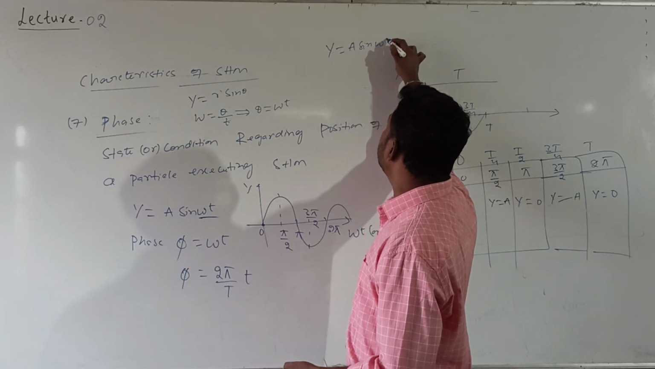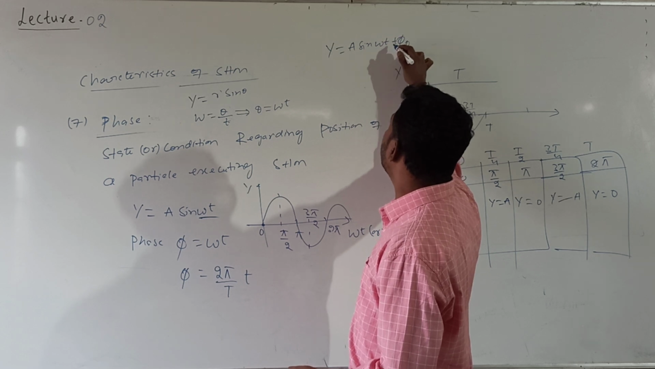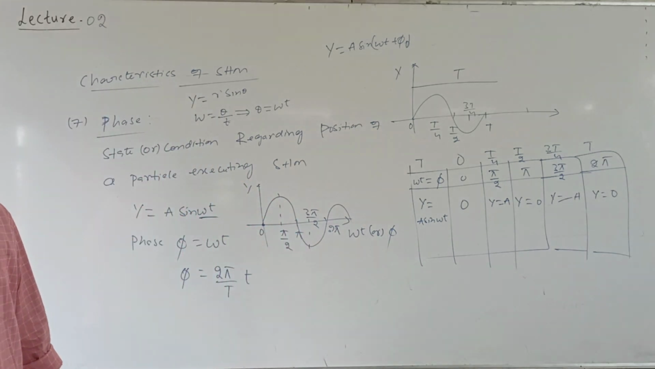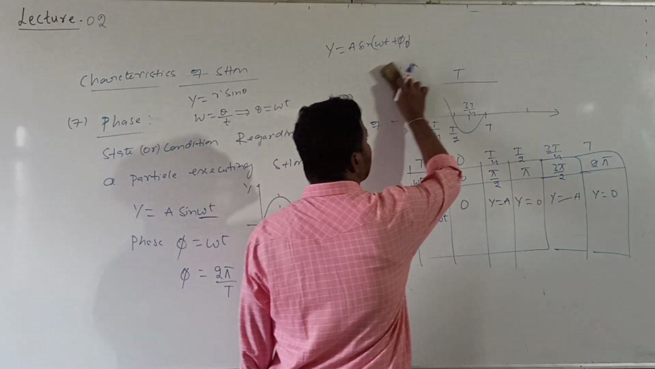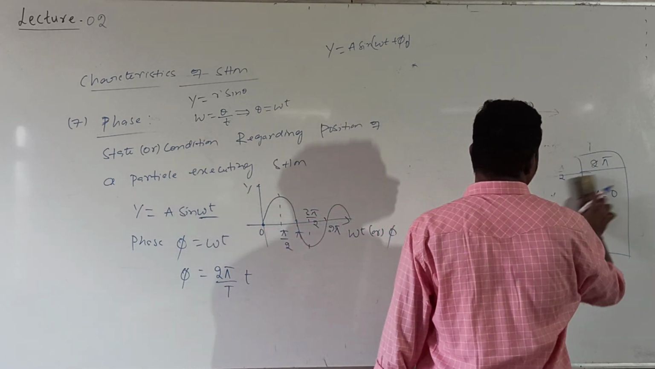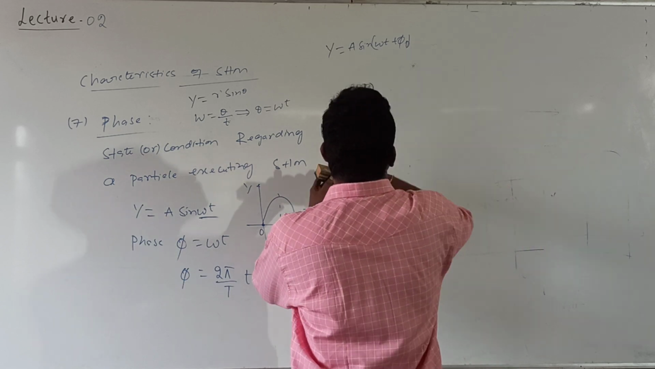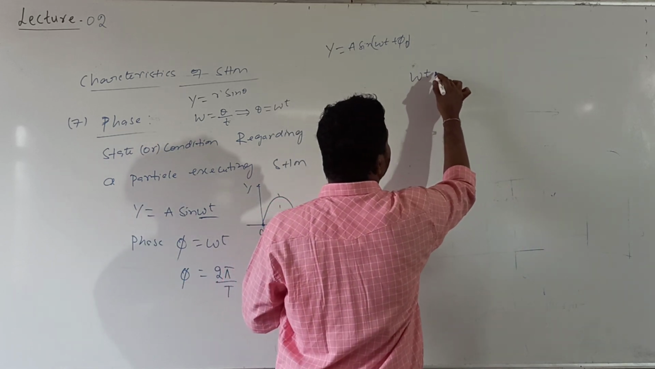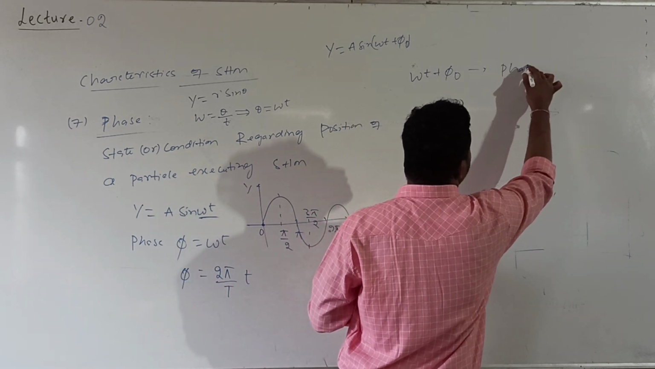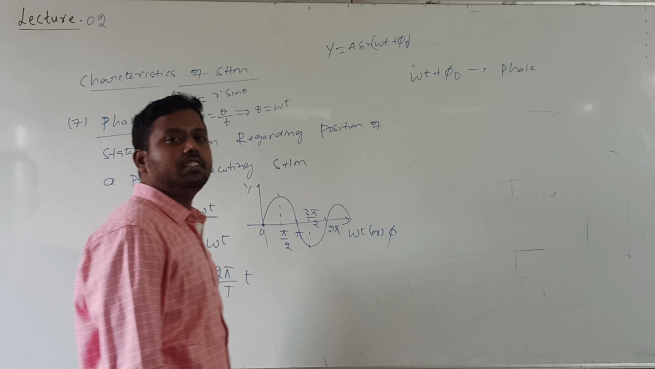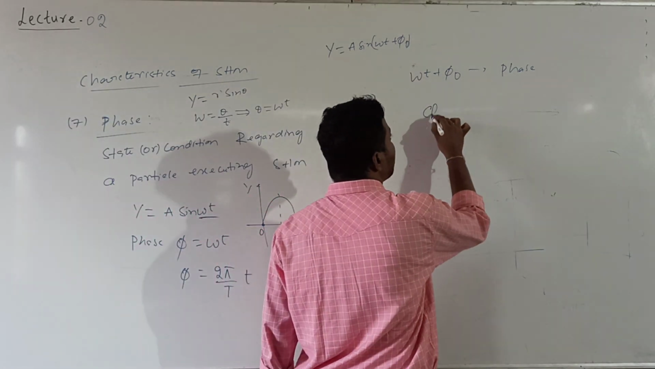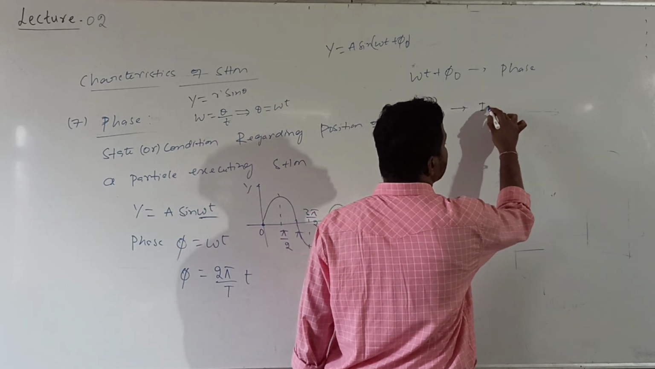Generally, y is equal to a sin(omega t plus phi naught). When I write omega t plus phi naught, what is the total sine argument? The total sine argument is omega t plus phi naught. This omega t plus phi naught is called the phase. So this is the total phase of a particle executing SHM. And in this equation, phi naught is called the initial phase.